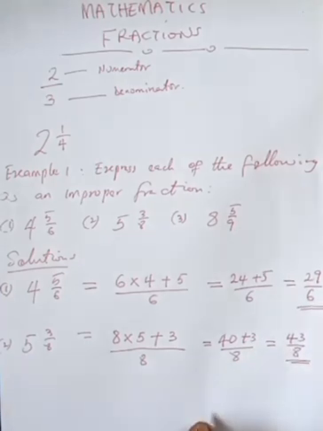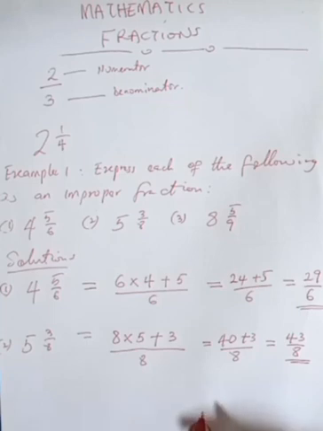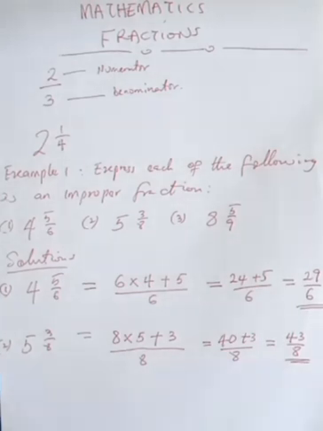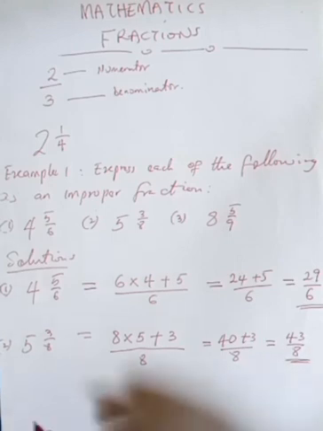So it shows that 5 whole number 3 over 8 in improper fraction can as well be written as 43 over 8. Remember, for a fraction to be referred to as an improper fraction, the numerator will be bigger than the denominator.